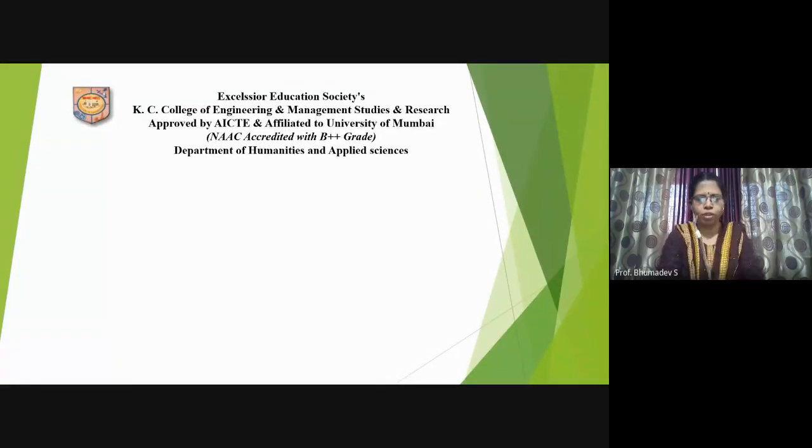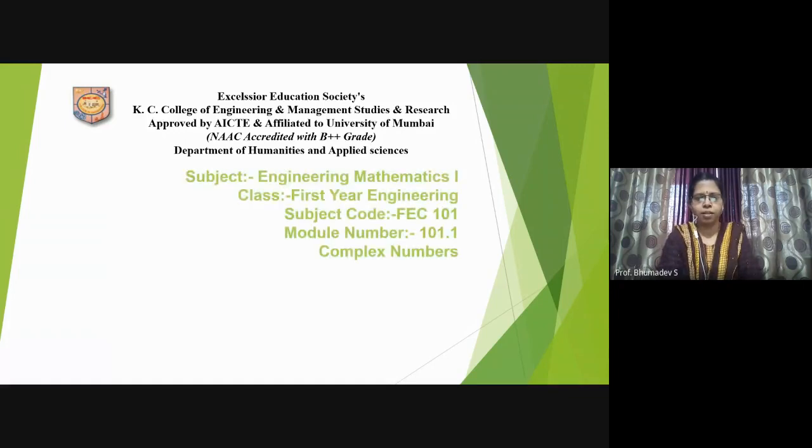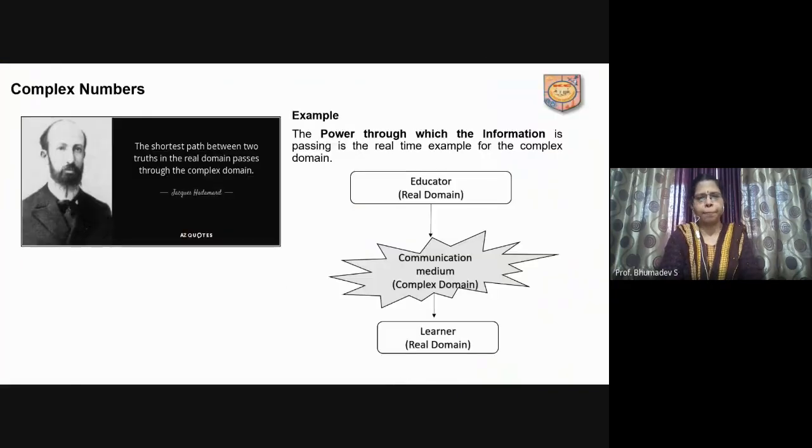Now we are going to see the introduction of complex numbers, which is the very first module of Engineering Mathematics 1 for the first year engineering students. My name is Bhuma Devi. Okay. The complex numbers. The shortest path between two truths in a real domain passes through a complex domain.